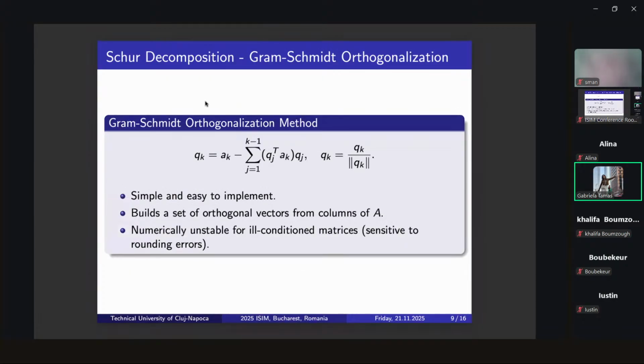On this slide, we can see the Gram-Schmidt orthogonalization method. The method is simple and easy to implement, and it takes the columns of a matrix A and turns them into orthogonal vectors one by one. When the matrix is not well conditioned, the Gram-Schmidt method is numerically unstable because it is sensitive to rounding errors.